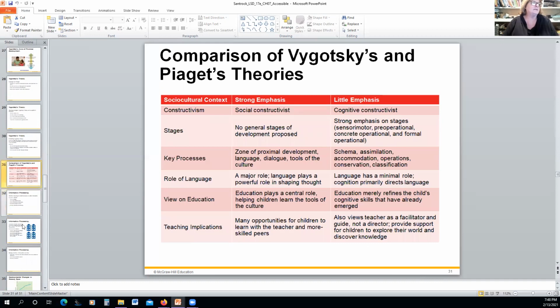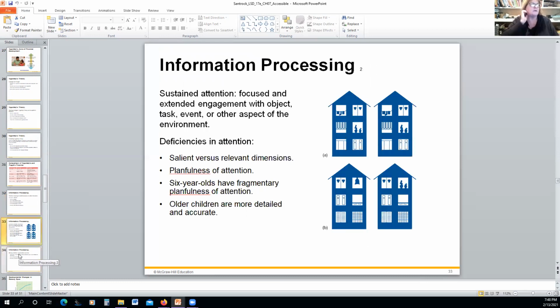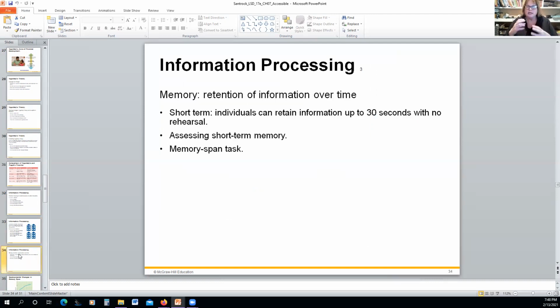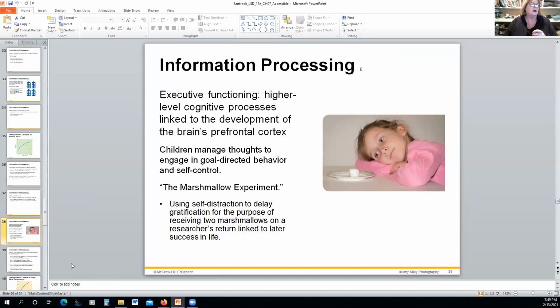Just some comparisons of Vygotsky and Piaget. It gets into some information processing. I think information processing is okay. I think sometimes information processing theory can be very computer-based. Like it talks a lot about input and executive register and that sort of stuff. I think there's some good ideas in there, but I do think it could be a little bit revamped, I guess.